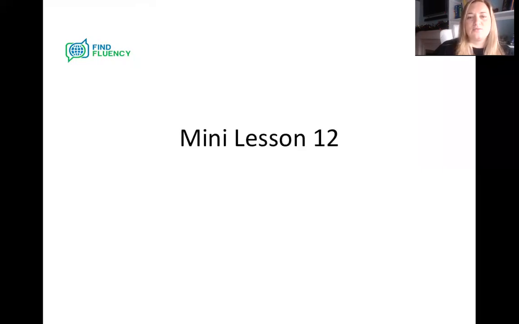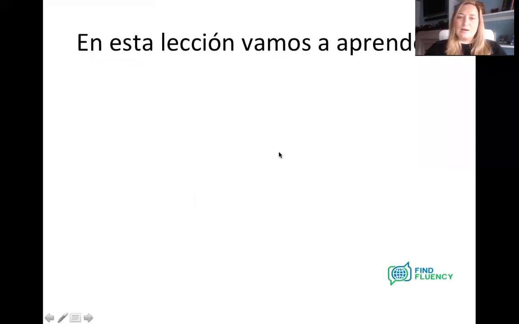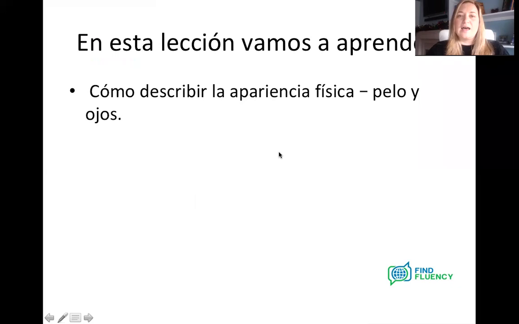The last one we did was a couple of weeks ago, and it was on gustar, which is the verb to like, or to be pleasing in Spanish, as we learned. Y hoy hacemos las descripciones, okay? So today we are learning, aprendemos las descripciones en español. Cómo describir las personas físicamente. Okay, so en esta lección vamos a aprender cómo describir la apariencia física, el pelo y los ojos.